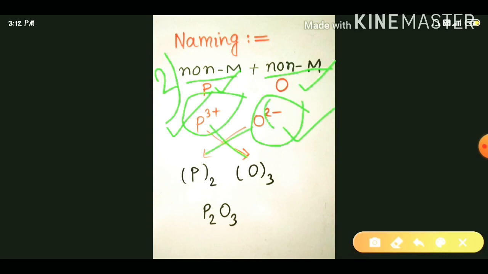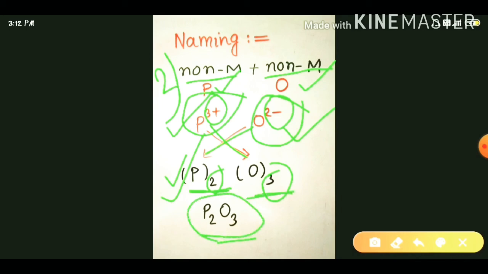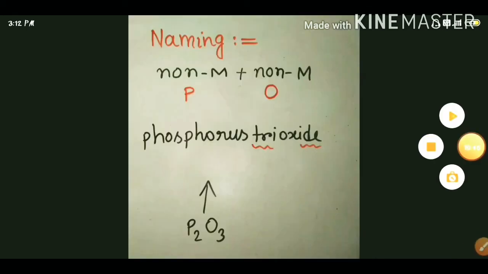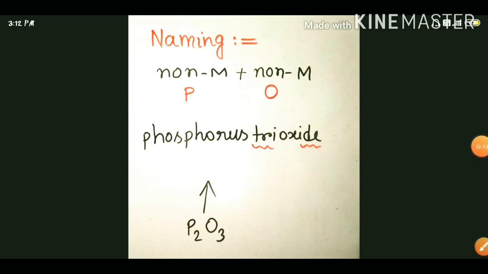Then what is its valency? Valency is 2. And what is its valency? This is 3. So phosphorus atom is present 2 atoms and oxygen 3 atoms. So what is the chemical formula? P2O3, right? Here is no common factor, so as it is we write. So that was the chemical formula, right?